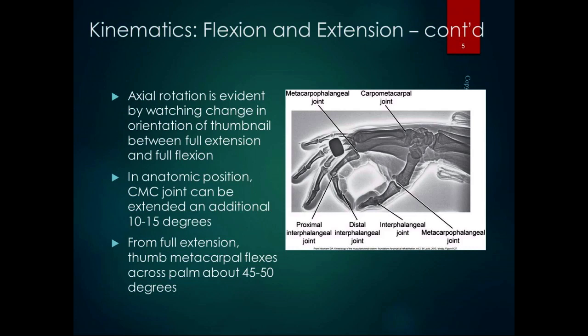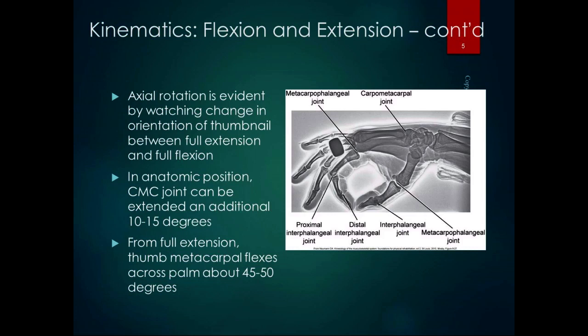So when I'm in full extension, my thumbnail is sort of pointing a little bit posterior lateral. And then when I'm in full flexion, my thumbnail is pointing directly inferiorly. So you can take a look at your thumbnail between full extension and full flexion and see if you can see the difference. In anatomical position, the CMC joint can be extended an additional 10 to 15 degrees, meaning you're taking your thumb farther away from your first finger.